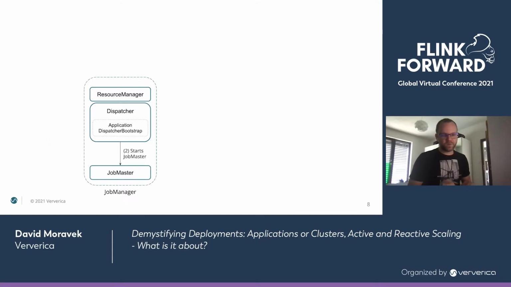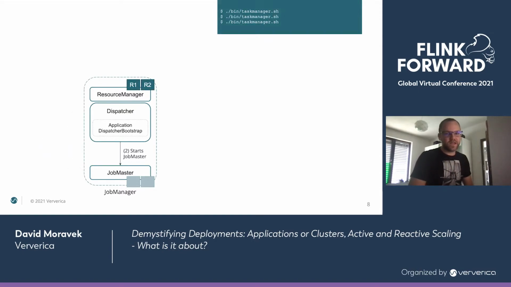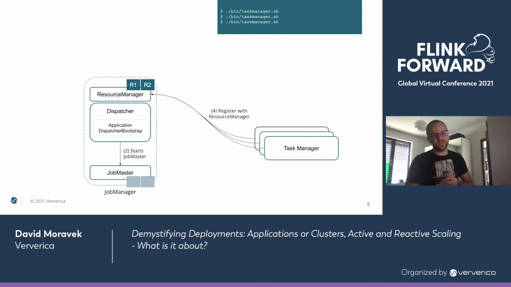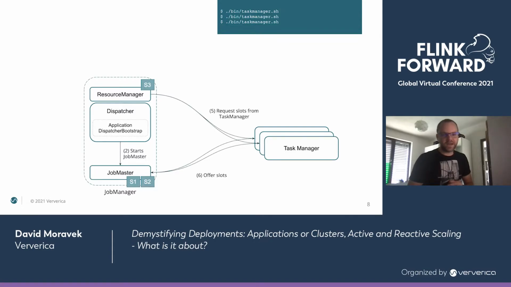And again, dispatcher will now start the job master. Job master will request new slots from the resource manager. Then once we start some task managers, they will again register with the resource manager, and they will offer their slots to the appropriate job master. Job master can now start executing the job, and again we have an extra resource that we have no use for.